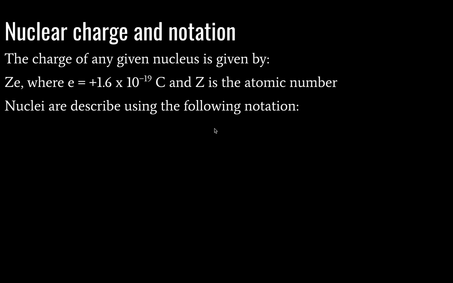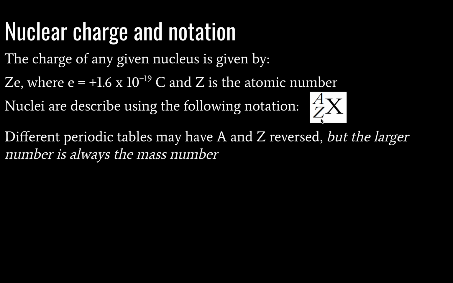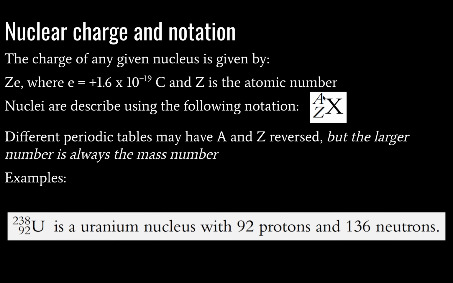Okay, nuclei are described using the following notation, where we have X being our element, and we have A up here and Z down here. The larger of these two numbers will always be the mass number. So the larger number will always be our mass number A. Here are some examples.